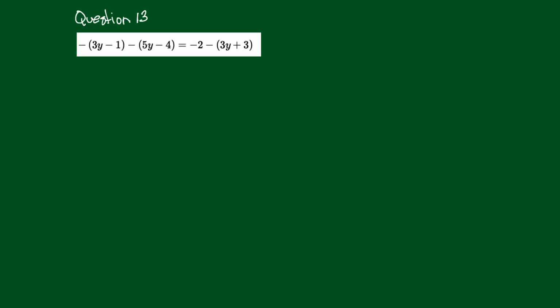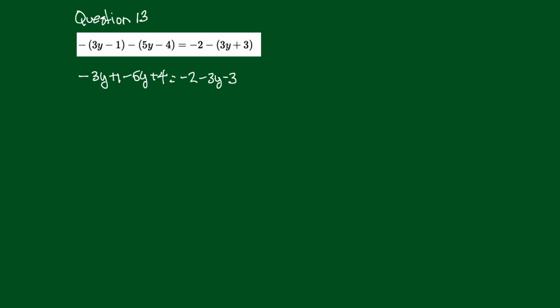Now, in number 13, we've got one set of parentheses preceded by a minus sign or a negative sign. Here's another set of parentheses preceded by a minus sign, and yet another set of parentheses preceded by a minus sign. So we're going to do the same thing in all three cases. We'll drop the parentheses and change the sign of every term inside. So that 3y will become minus 3y, the minus 1 will become plus 1, the 5y will become minus 5y, and the minus 4 will become plus 4, equals, now the negative 2 is just there by itself, but over at the last term, that 3y will become minus 3y, and the plus 3 will become minus 3.